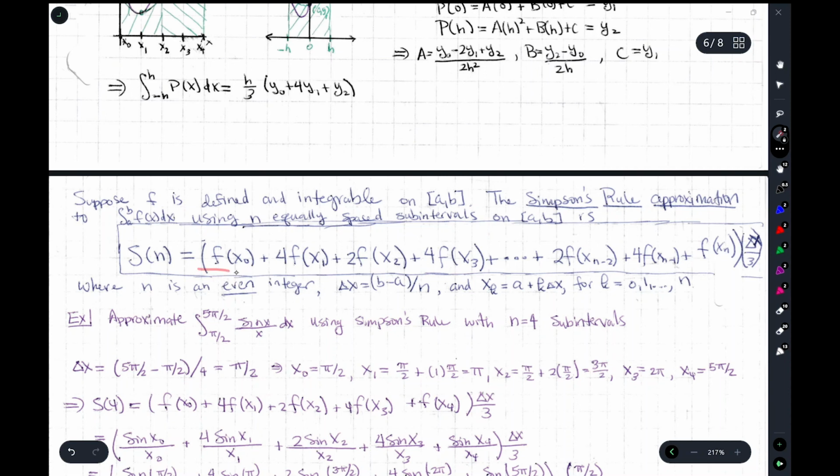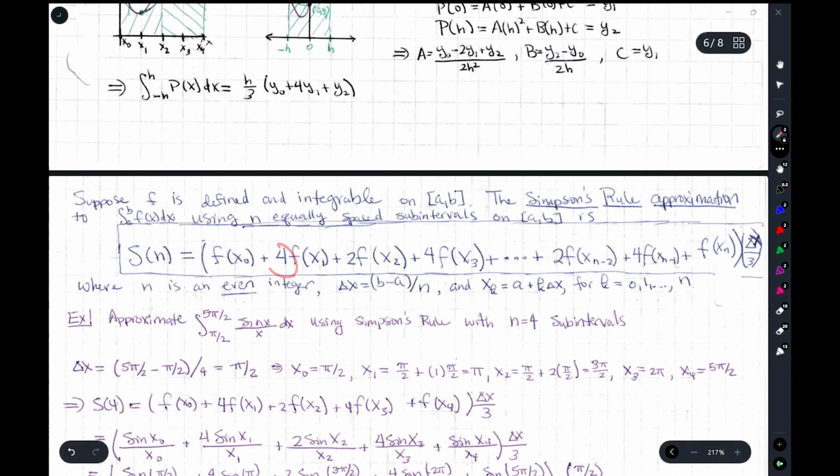And so you'll have f(x0) with no coefficient, then you'll have 4, then 2, then 4, then 2, then 4, then 2, then 4, and as many terms as you have, and then 2, 4, and then 1 at the end. That's why we're choosing an even number, just so we can write that alternating form there.